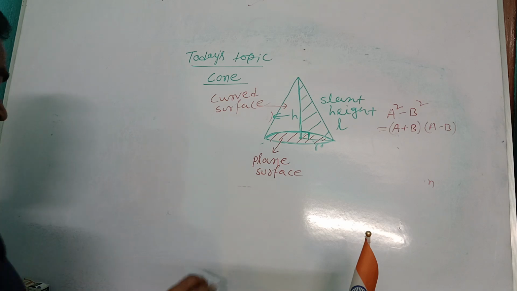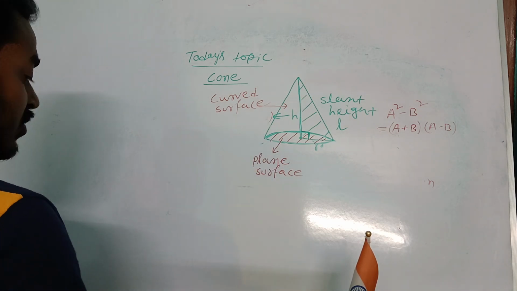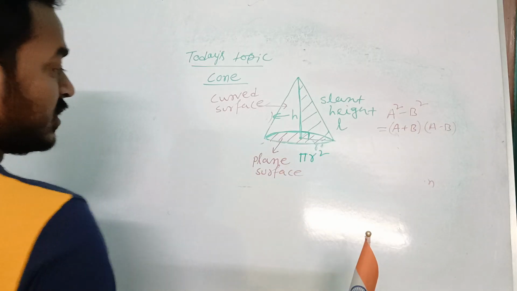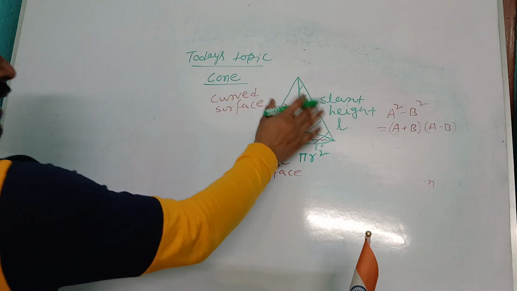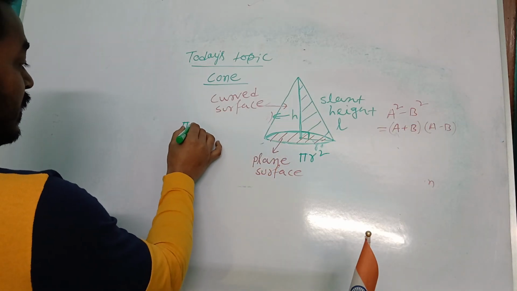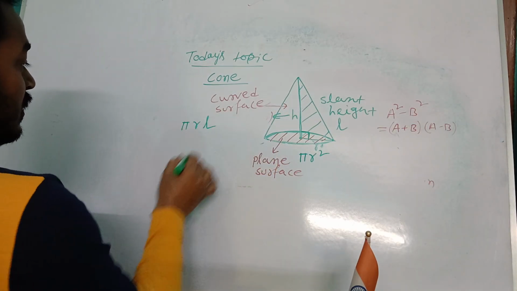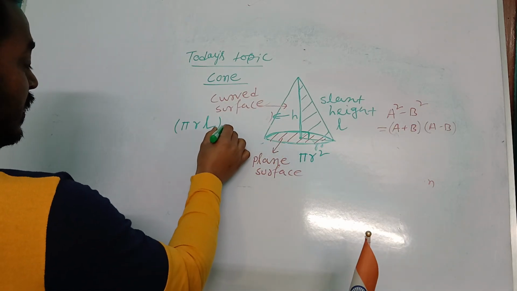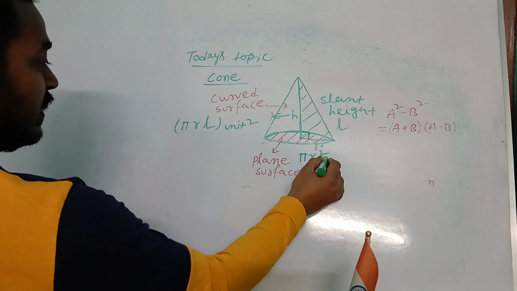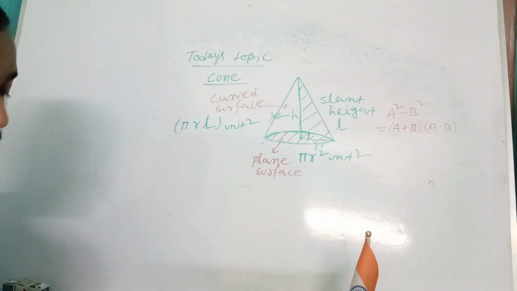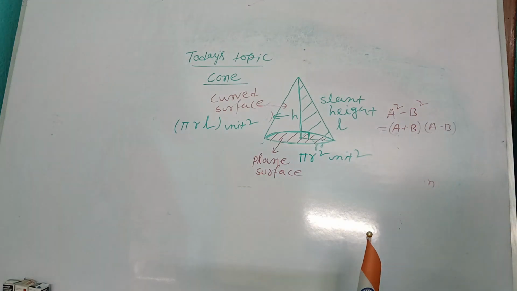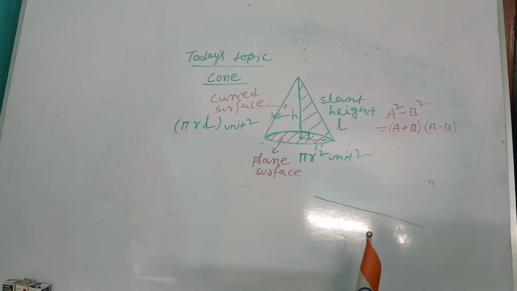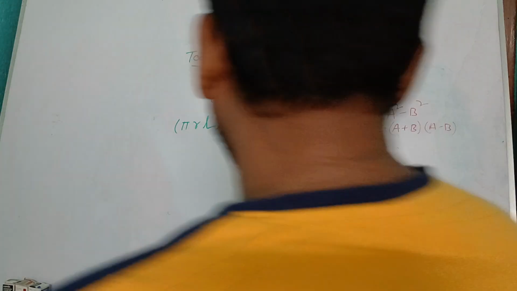So how to find the area of this plane surface? It is well known. The area is pi r square, in square units. And the curved surface area is pi times r times L, so it is pi r L, in square units. Pi r L, pi r L.